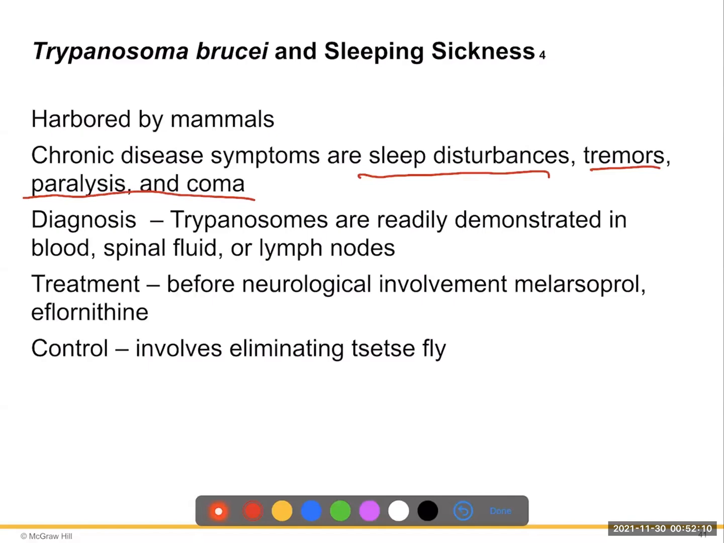Diagnosis: trypanosomes are demonstrated in blood. You take a sample of the blood and you'll find the trypanosomes, also in spinal fluid and lymph nodes. Treatment before neurologic involvement is melarsoprol, and eflornithine. Control involves eliminating the tsetse fly. If you get rid of the tsetse fly, you get rid of its vector, how it's being spread.